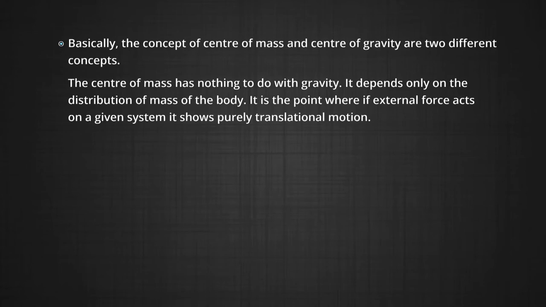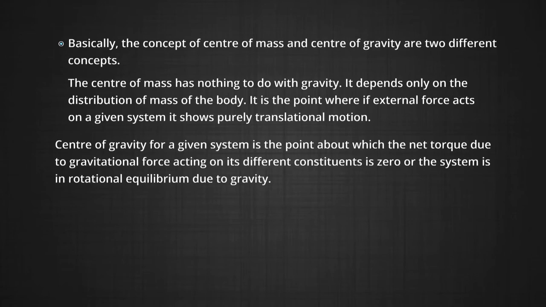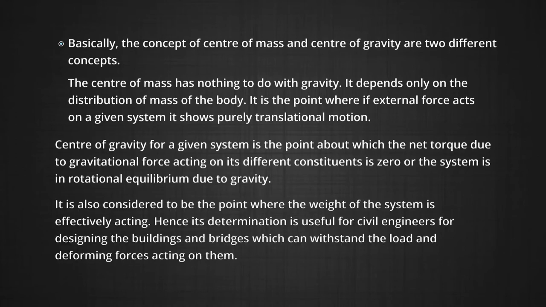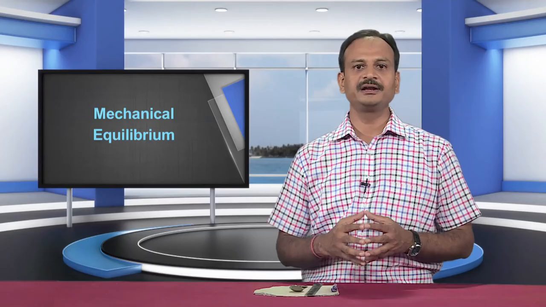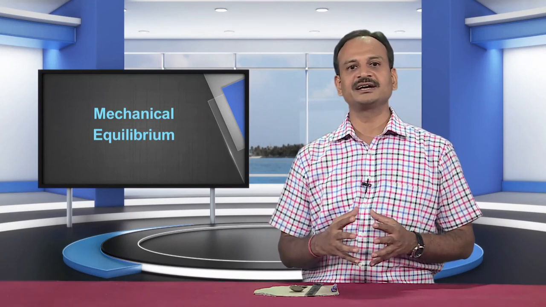It is a point where, if an external force acts, the body shows purely translational motion. While in the case of the latter, that is the center of gravity for a given system, it is the point where the net torque due to gravitational forces acting on its different constituents is zero, or the system is in rotational equilibrium due to gravitational forces only. It is also considered to be a point where the weight of the system effectively acts. Hence, its determination is very useful for civil engineers designing buildings and bridges which can withstand the load and deforming forces acting on them. And remember, the Earth's gravitational force is always acting on them.